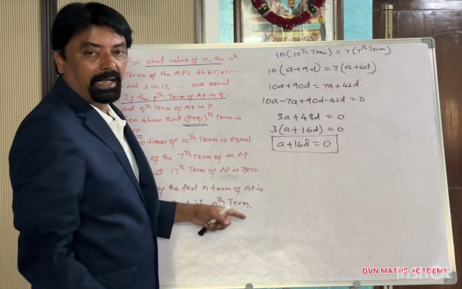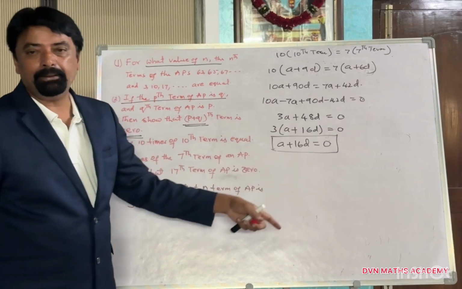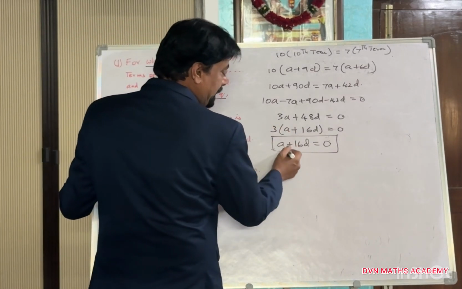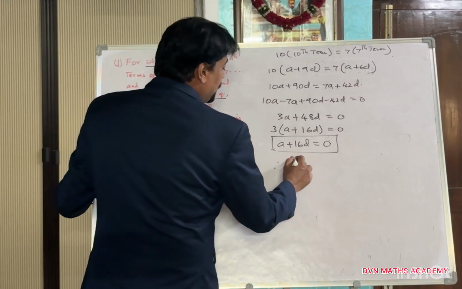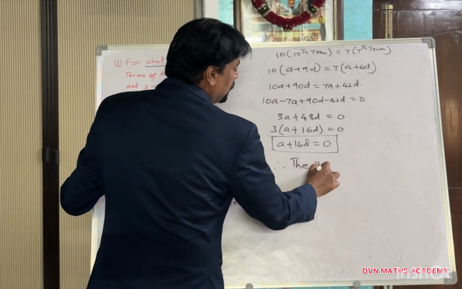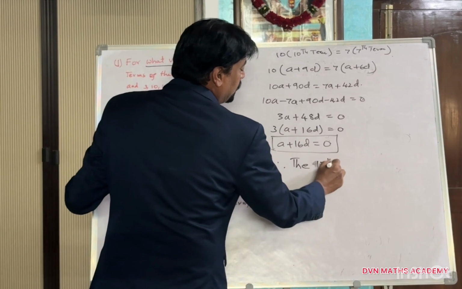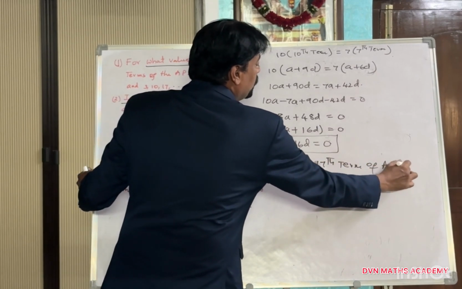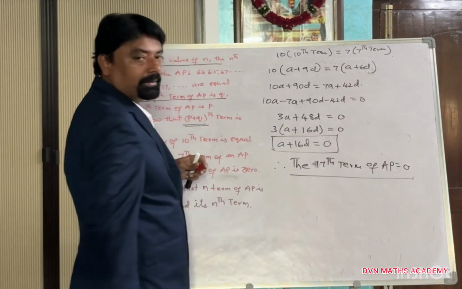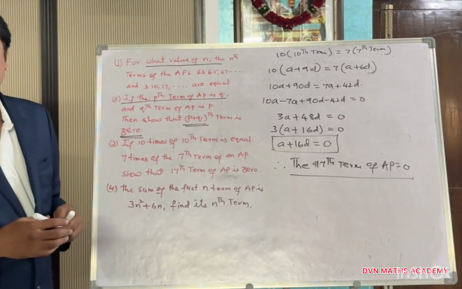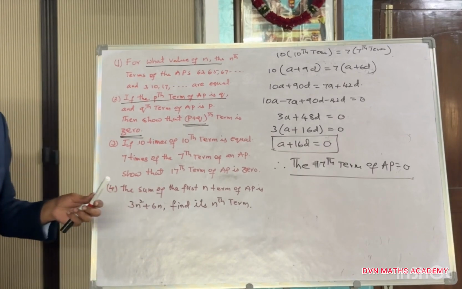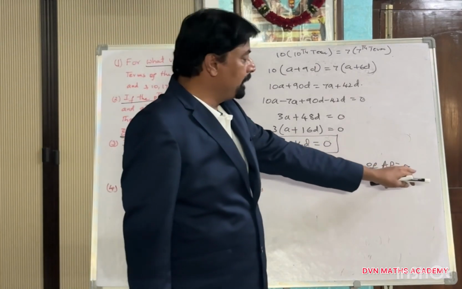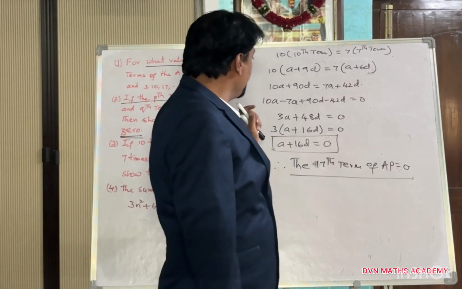By seeing this, you can understand what A plus 16D is. A plus 16D is nothing but the 17th term. Therefore, by seeing this directly, we can say that the 17th term of the AP is equal to 0. So like this, we can solve this question, and we get that the 17th term of the AP is 0.